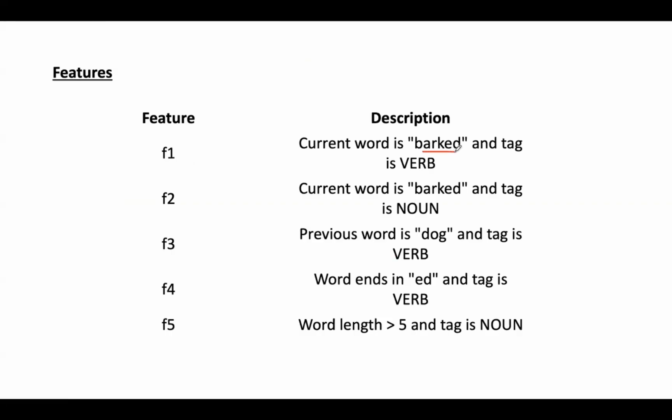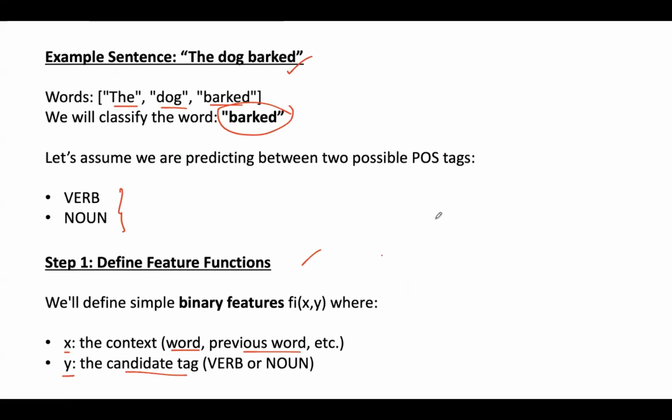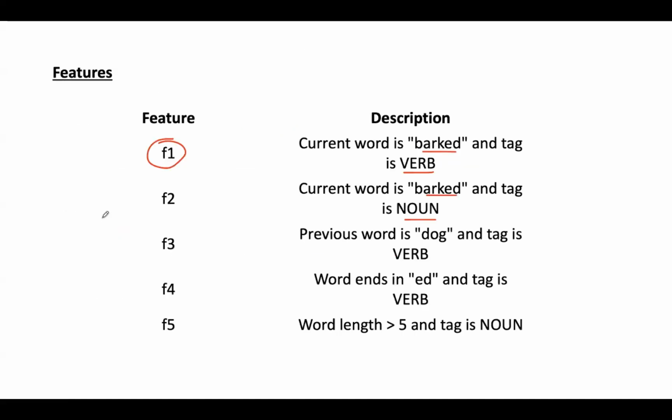So our current word is bark, and suppose the tag assigned to that is verb. So we are taking that as feature 1. And we are taking the second possibility: the current word is bark, and it may be noun also, because initially we assumed this word barked can be either a verb or a noun. So we are taking both the cases. Bark and the tag is verb. Then word bark, and the tag assigned to that is noun. So that is the second possibility.